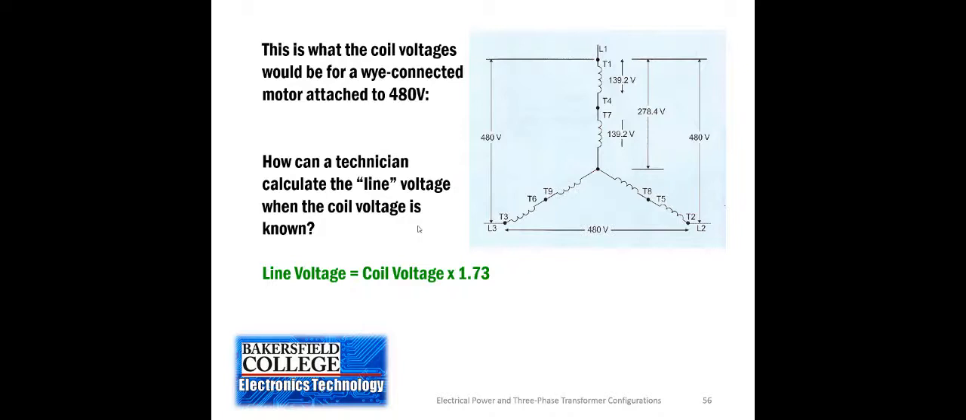This is what happens when we're running the motor at the higher voltage. Even though the 480 volts will divide between each set of coils at 277, 278, depending upon how far you take out the decimals when you do the math, that 278.4 is actually half and half across each coil in that phase.